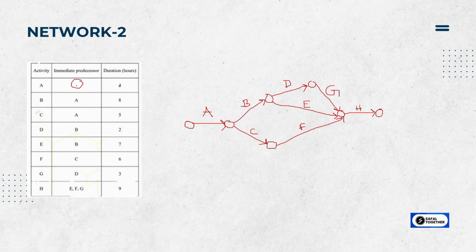Again, just add all of the durations. In this particular one, the unit of time is hours. So activity A finishes in 4 hours, B is in 8 hours, C is in 5 hours, D is in 2 hours, E is in 7 hours, F is in 6 hours, G is in 3 hours, and H is in 9 hours. So this is how you make the network diagram.